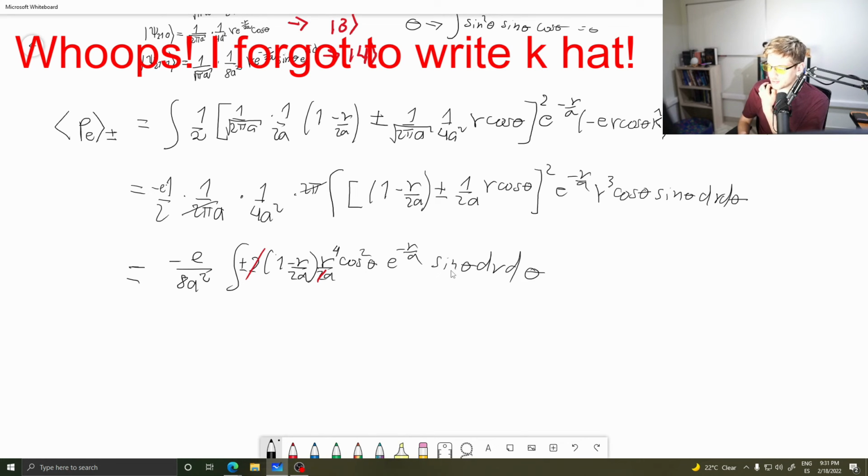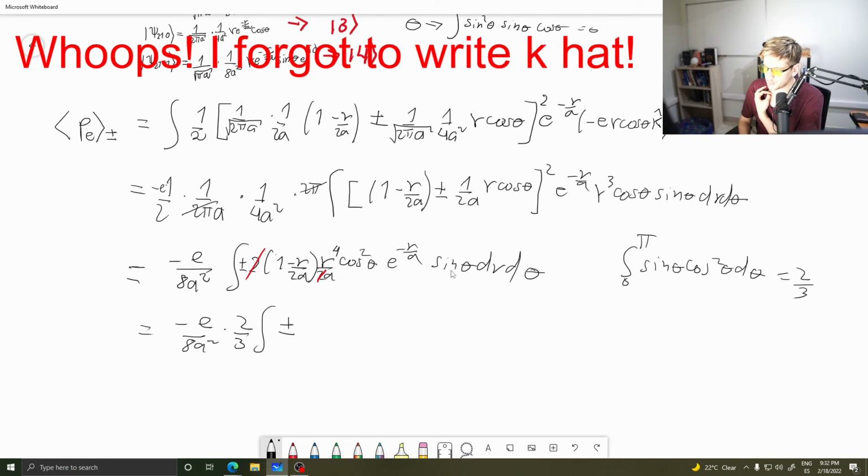So we can see the theta part will not be 0. And not only that, but this is going to be the integral of sine theta times cosine squared of theta d theta, which we have also solved several times already in this video. It is 2/3. So this will be minus e over 8a squared times 2/3. And then we have the integral here. Then we can multiply through.